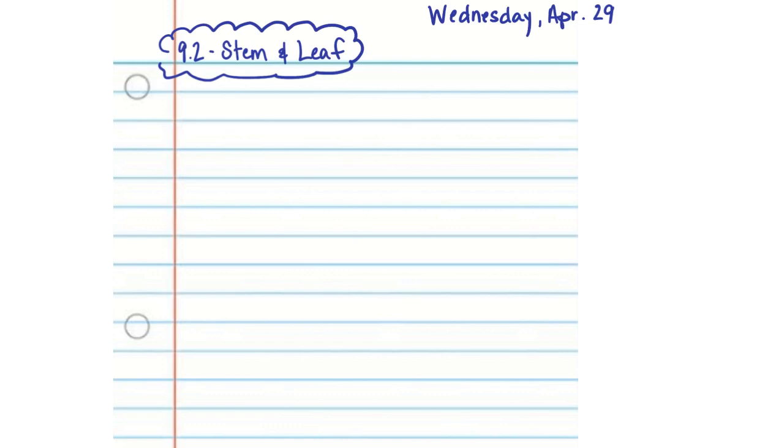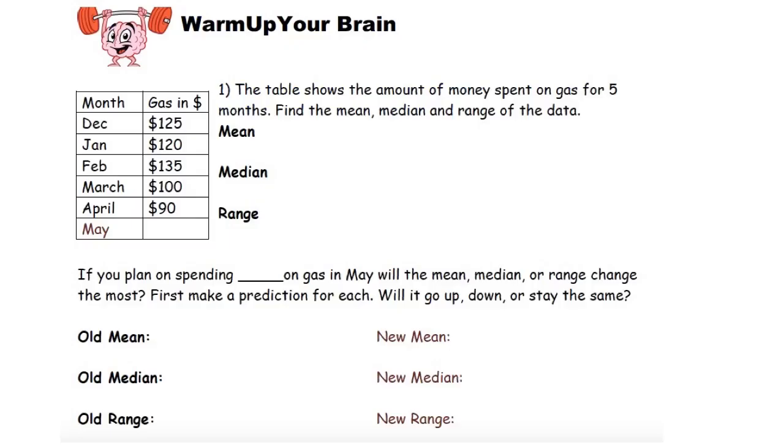This is your second day of Unit 9. If you could, please mark your paper up in the upper right-hand corner. We'll put the date, Wednesday, April 29th, and we'll call this lesson today 9.2 Stem and Leaf. All right, let's get started.